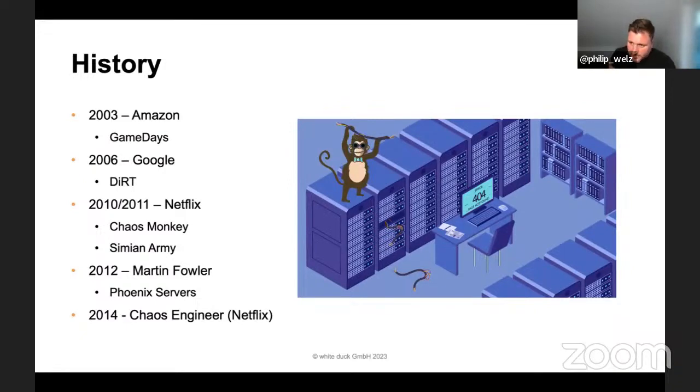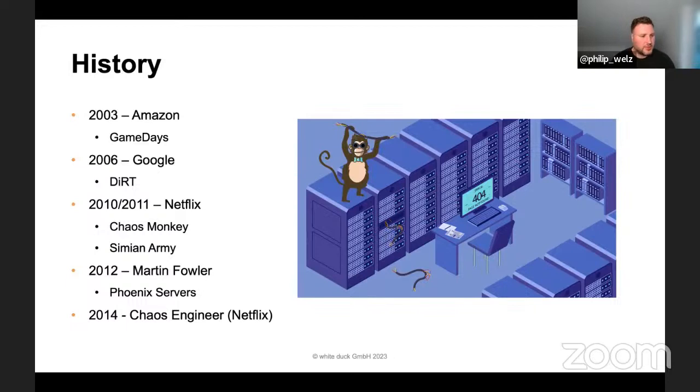This was inspired by firefighter training, where the firefighters also train to put out a fire, let's say. Then Google later came up with the DiRT program from the SREs of Google. It's called disaster recovery testing, and it has the same purpose. They intentionally instigated failures in critical system components and processes and adopted the outcome and tried to increase the resilience.